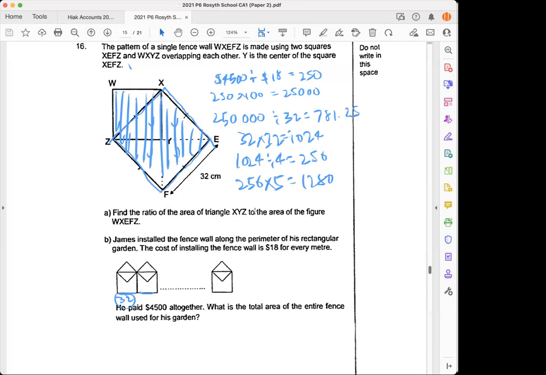And we know from the question, from this statement, this one, there are 781.25 pieces. So the question is, what is the total area? One piece is 1280. 781.25 pieces, it will be 781.25 multiplied by 1280. Answer is 1 million.